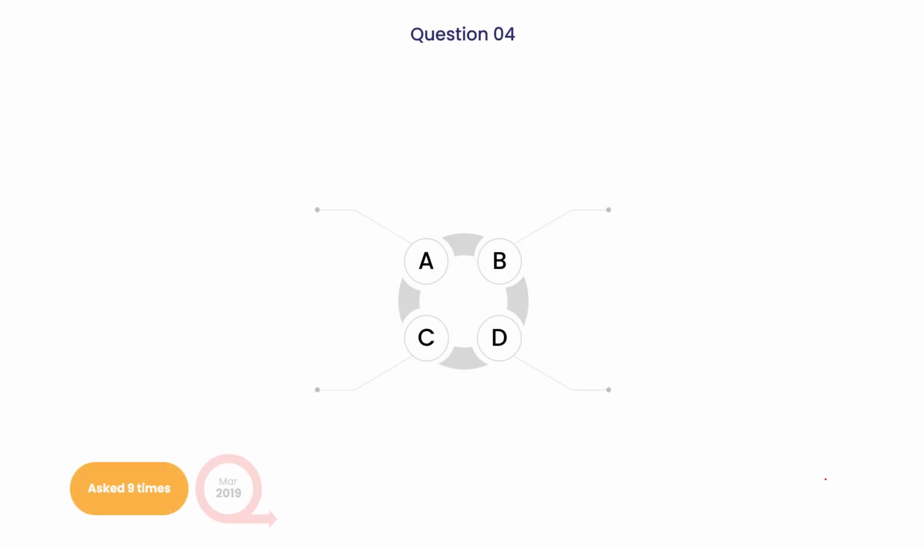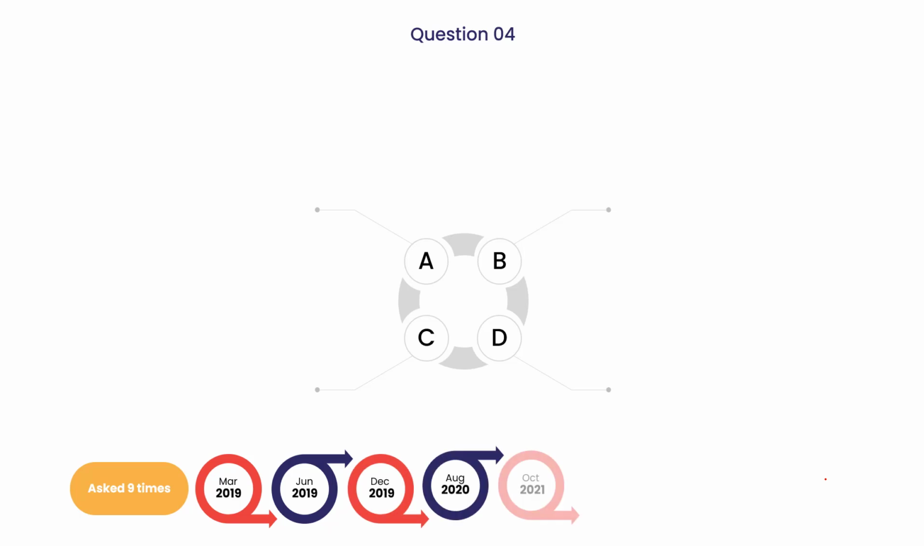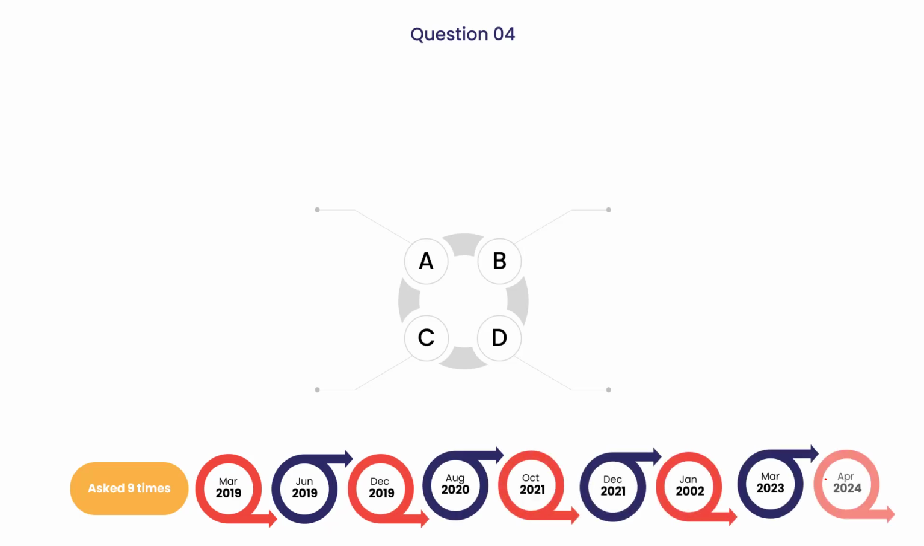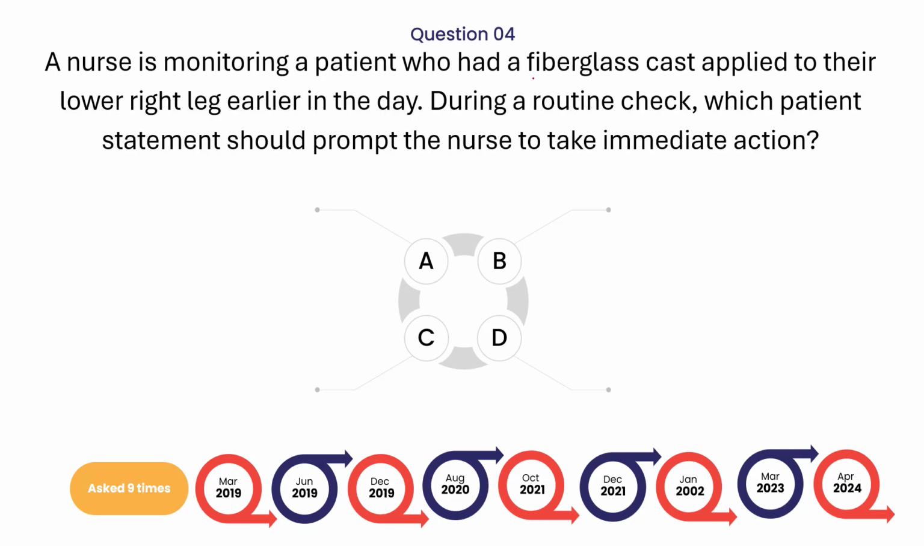This question about cast complications has been asked 9 times in the last 5 years, making it highly important. A nurse is monitoring a patient who had a fiberglass cast applied to their lower right leg earlier in the day. During a routine check, which patient statement should prompt the nurse to take immediate action?